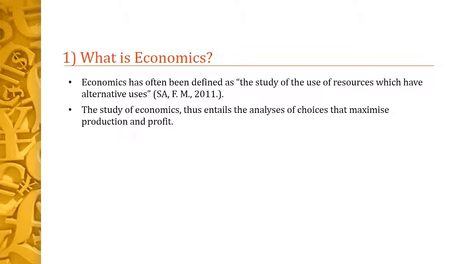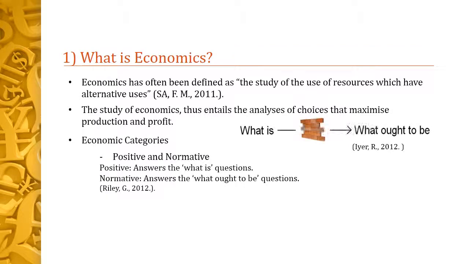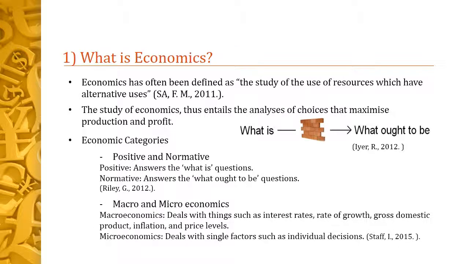All studies pertaining to economics come under one of two categories, positive or normative. Simply put, positive economics answers questions such as, why do people buy goods? Whereas normative economics answers things like, should people buy goods? In conjunction with positive and normative, economics may also be divided into macro and micro. Macroeconomics addresses the large-scale factors such as interest rates, rate of growth, etc., whereas microeconomics is concerned with single factors such as individual decisions and the economic implications that follow.